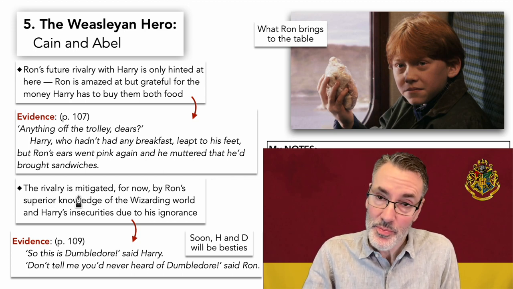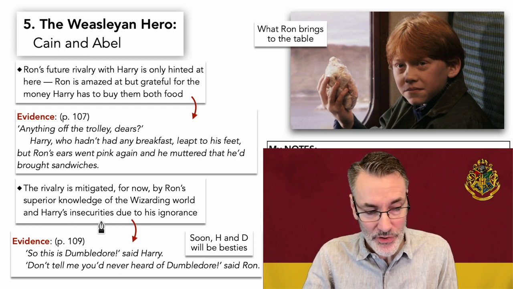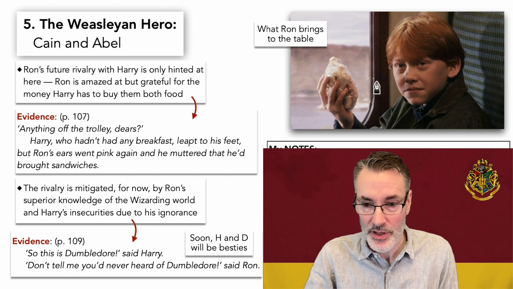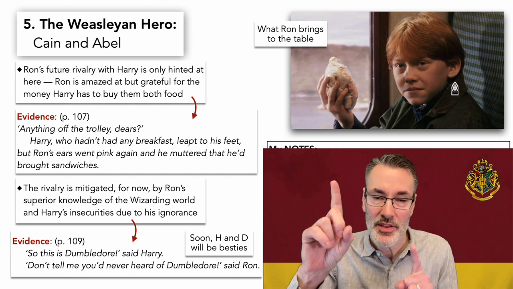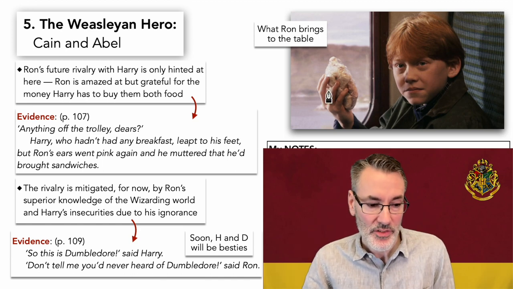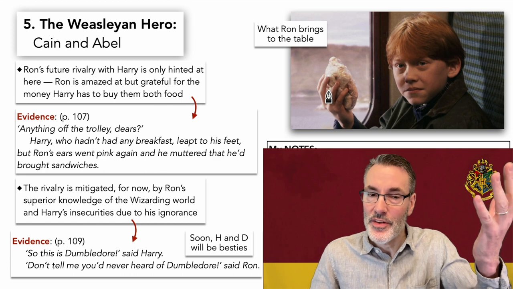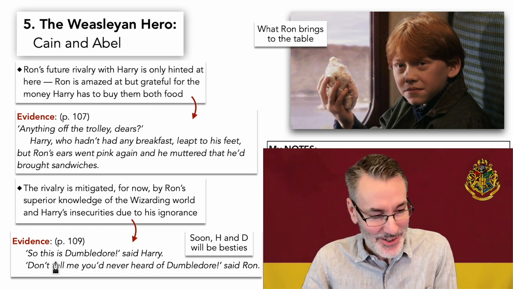So the rivalry at this point in time is mitigated for now by Ron's superior knowledge of the wizarding world and Harry's insecurities due to his ignorance. He's in a dominant position at the moment because Harry doesn't know anything about the wizarding world. So that kind of resentment is neutralized and they become more or less equals. Harry's got all this to bring to the table, but Ron has his understanding of the wizarding world to bring to the table besides his crappy sandwich.